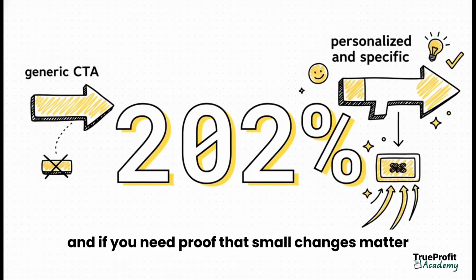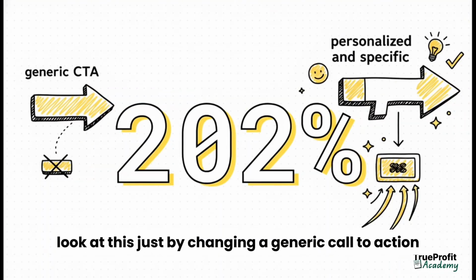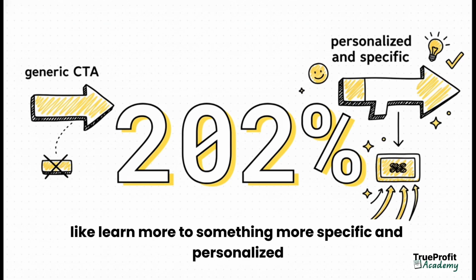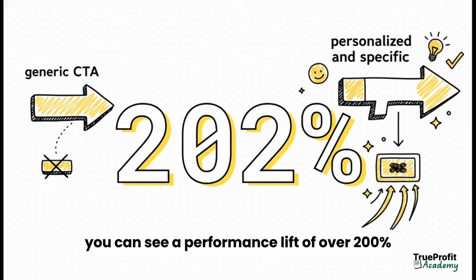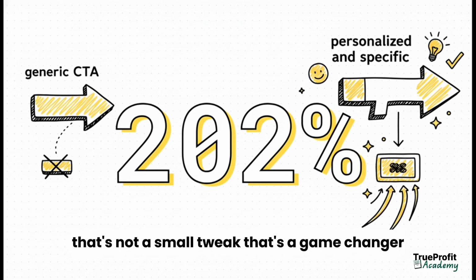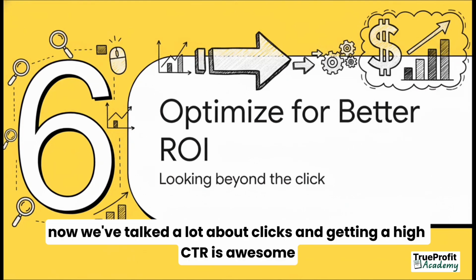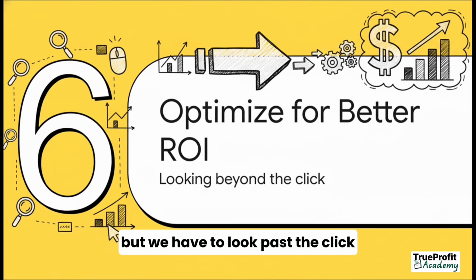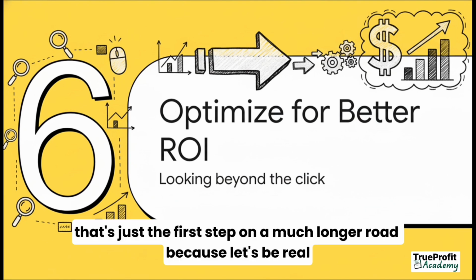And if you need proof that small changes matter, look at this. Just by changing a generic call to action like "learn more" to something more specific and personalized, you can see a performance lift of over 200%. That's not a small tweak, that's a game changer. Now, we've talked a lot about clicks, and getting a high CTR is awesome, but we have to look past the click. That's just the first step on a much longer road.